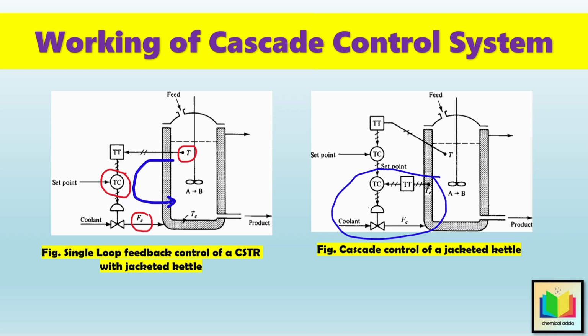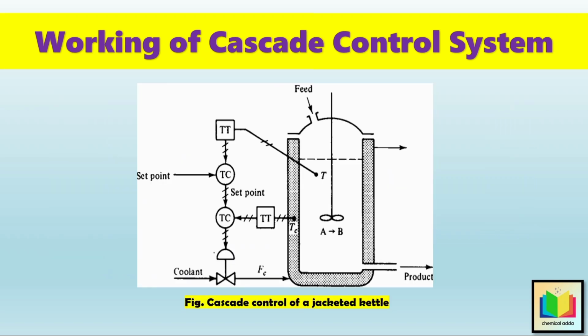Now let's understand how cascade control works step by step, starting with the primary loop, then the secondary loop, and finally how they work together. In the primary loop, the main goal is to maintain the reactor temperature T at the desired set point. So firstly, a temperature transmitter TT measures the reactor temperature T.